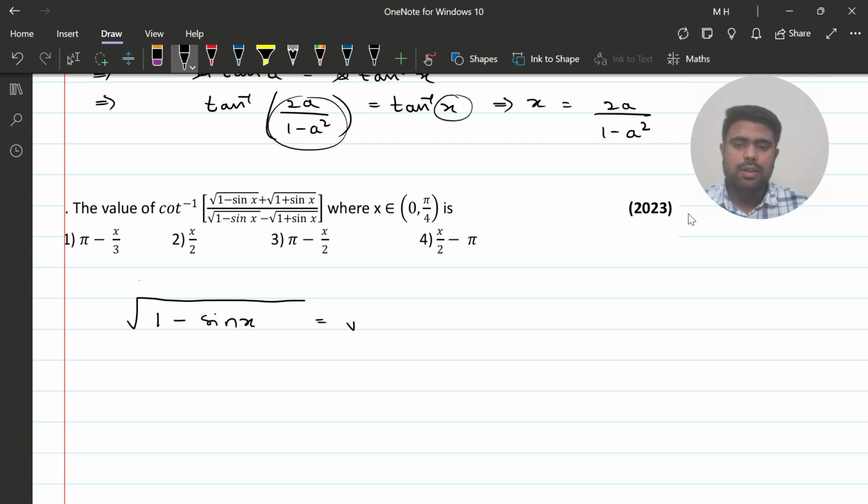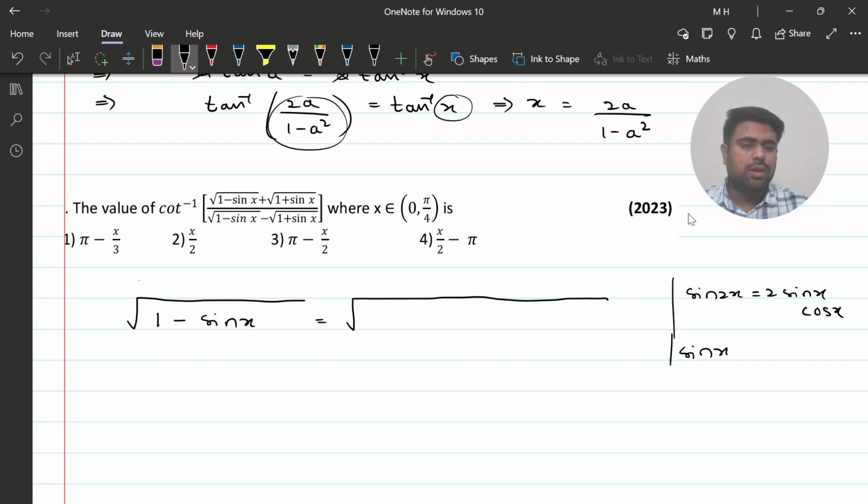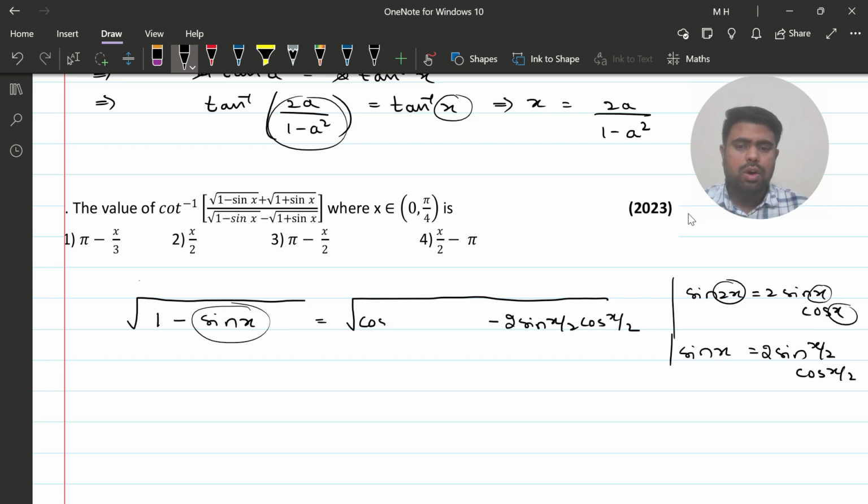Okay, 1 minus sin x. We know that sin 2x is equal to 2 sin x into cos x, right? So therefore, I can write sin x as what? Here it is 2x, so here it is x and x, so half of this angle. So sin x can be written as 2 sin x by 2 cos x by 2. I hope this is clear. So I can write minus sin x as minus 2 sin x by 2 cos x by 2. And I can write 1 as cos square x by 2 plus sin square x by 2, right? Because here the angle is x by 2, so I'm going to write it as cos square x by 2 plus sin square x by 2.